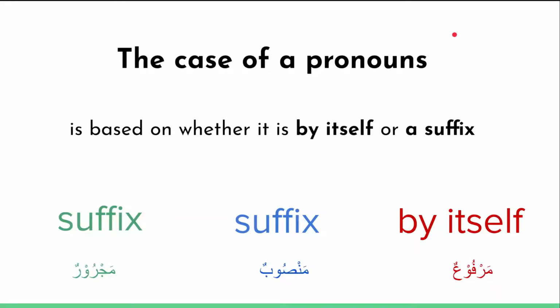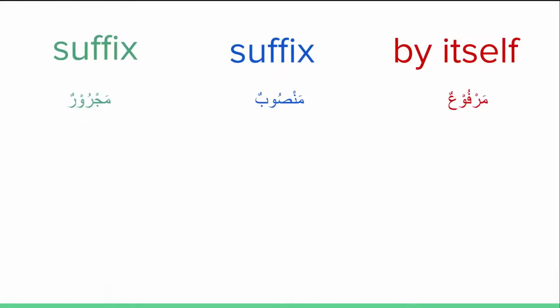In this lesson, we're going to go beyond marfu' and look at pronouns in the mansub and the majroor case. What we said before, and this is just a review, is that when a pronoun is marfu', it's by itself, it's a separate word. But if it's in the mansub or majroor case, it's actually a suffix that's added to the end of the word. Let's take a look at some examples to make that clear.